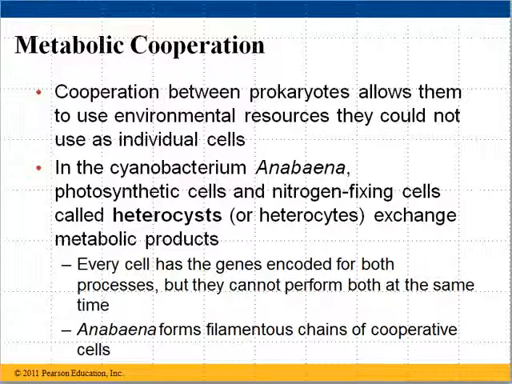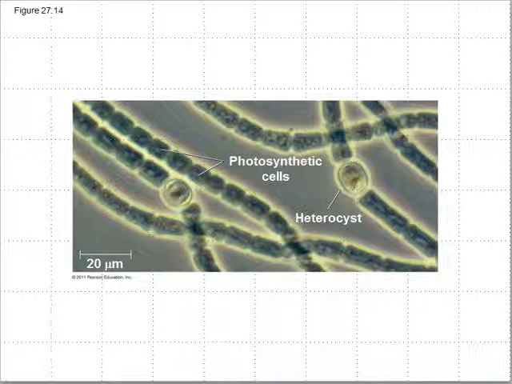Here's a picture of this particular prokaryote doing this. These are individual cells, individual creatures, but they connect to one another and they live together and work together. Most of them are doing photosynthesis, but you see these odd shaped ones, these are the heterocysts. They are fixing the nitrogen and they share materials all up and down the chain. So again, this is metabolic cooperation. Probably this is the method that eventually developed into multicellular creatures.